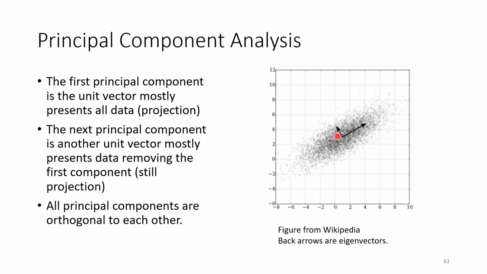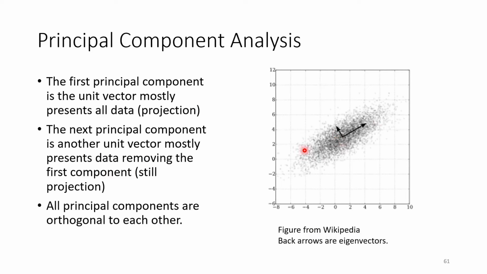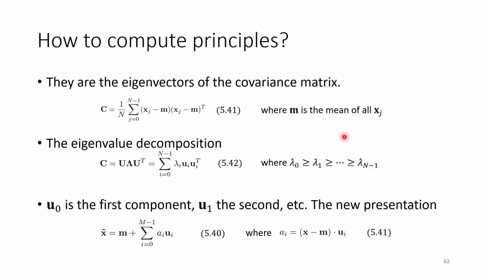So once one by one, we can find those principal components. So how to compute the principal component? In fact, first you need to find the mean of that group of data like this. The mean will be the center, and then you will calculate the covariance matrix, like the C, and just compute the eigenvectors through the eigenvalue decomposition.